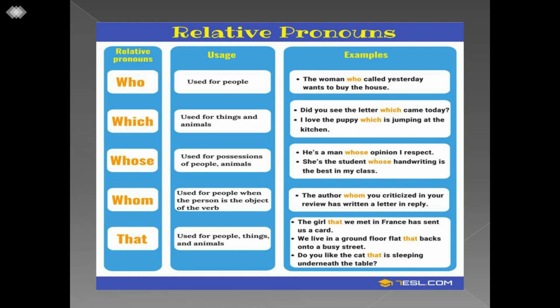Another relative pronoun is which. It is used for things and animals. Did you see the letter which came today? I love the puppy which is jumping in the kitchen. The third relative pronoun is whose. It is used for possession of people and animals.